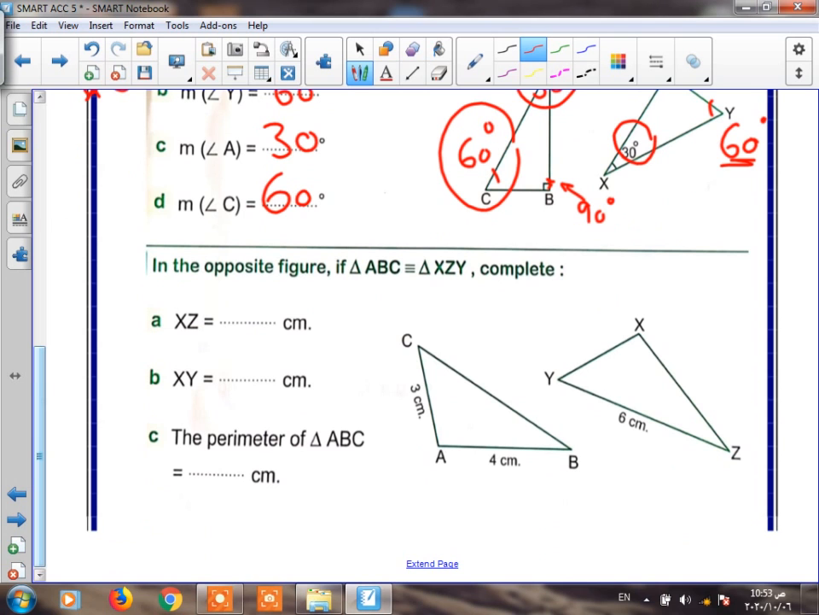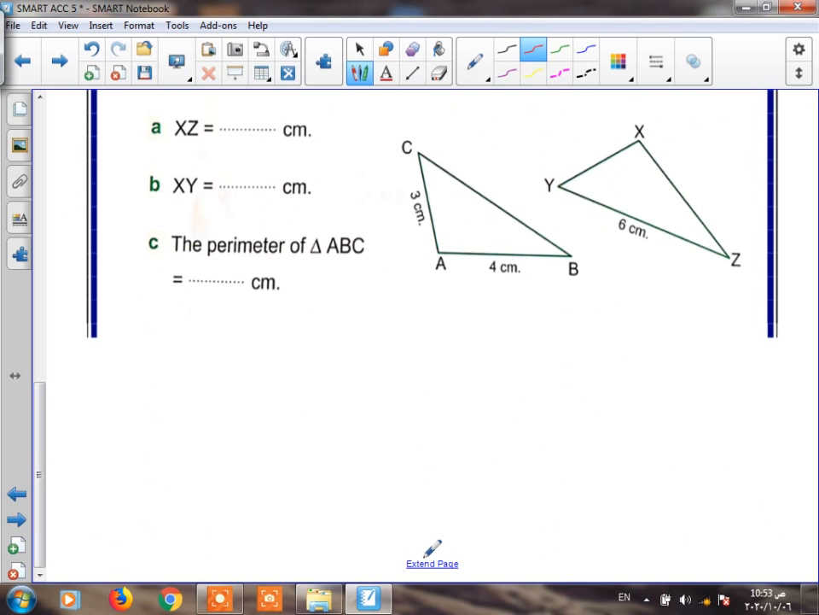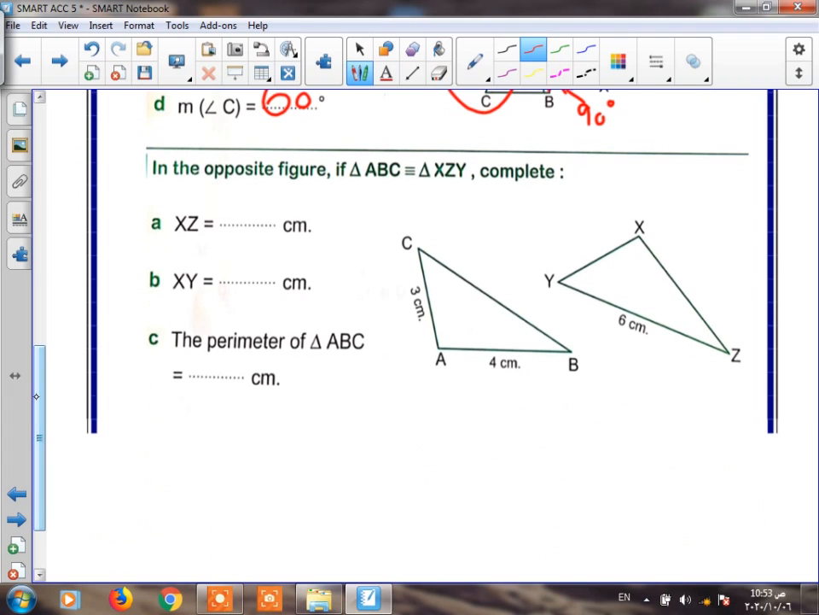Here in the opposite figure I have: if triangle ABC congruent to XZY. Here is the key. Here 1, 2, 3. Okay, let's complete. Here XZ, number 1 and number 2, equal to AB, number 1, number 2. Here XZ equal to AB. AB equals how many centimeters? It equals 4, so here equals 4.